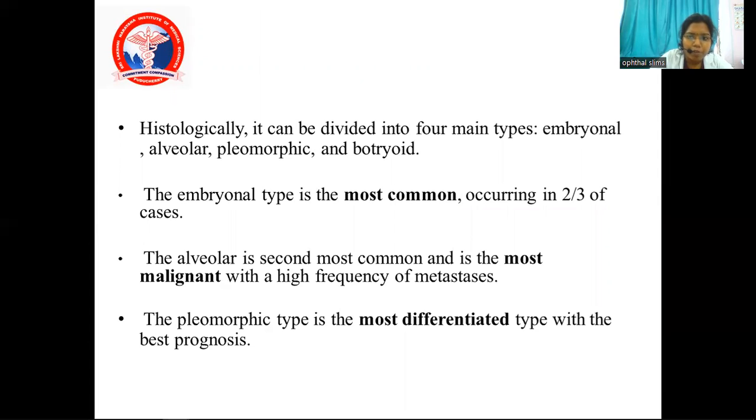Histologically, it can be divided into 4 main types: embryonal, alveolar, pleomorphic, and botryoid. Embryonal type is the most common, occurring in 2/3 of cases, whereas the alveolar type is the second most common, but it is the most malignant type with a high frequency of metastasis. The pleomorphic type is the most differentiated type with the best prognosis.